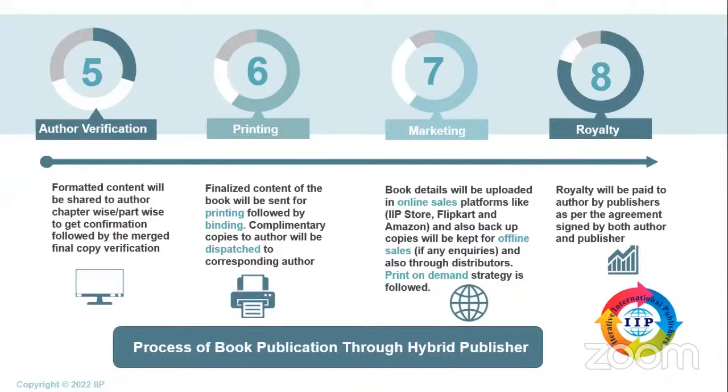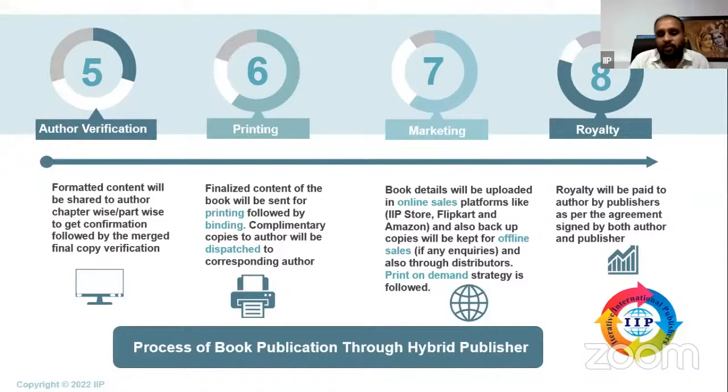This is how we can support the author for the marketing. And then the royalty. After the sales, there will be transparency. There should be transparency between the publisher and the author regarding the sales. He should know the sales, what the demand is for his book and how much sales has been done, monthly wise or weekly wise, whatever it may be. After the sales, the royalty has to be paid to the author by the publisher. That royalty percentage depends on the publisher and the author in the hybrid method of publication.